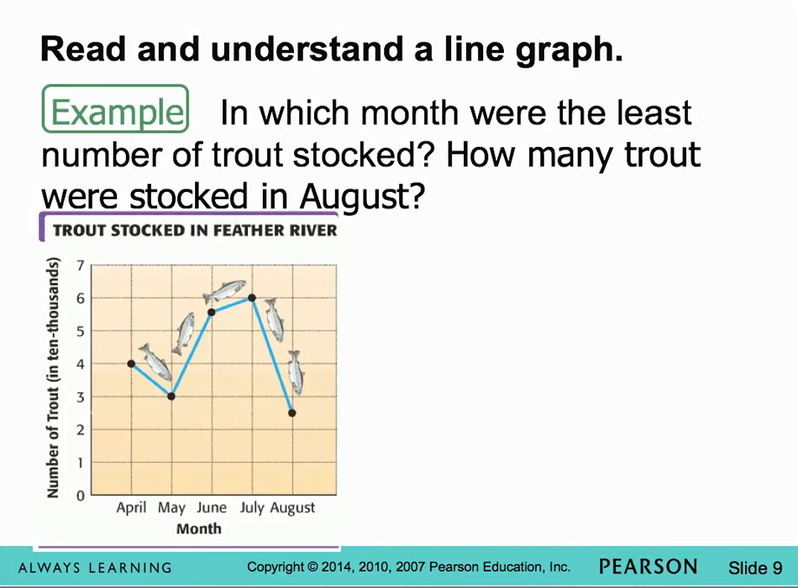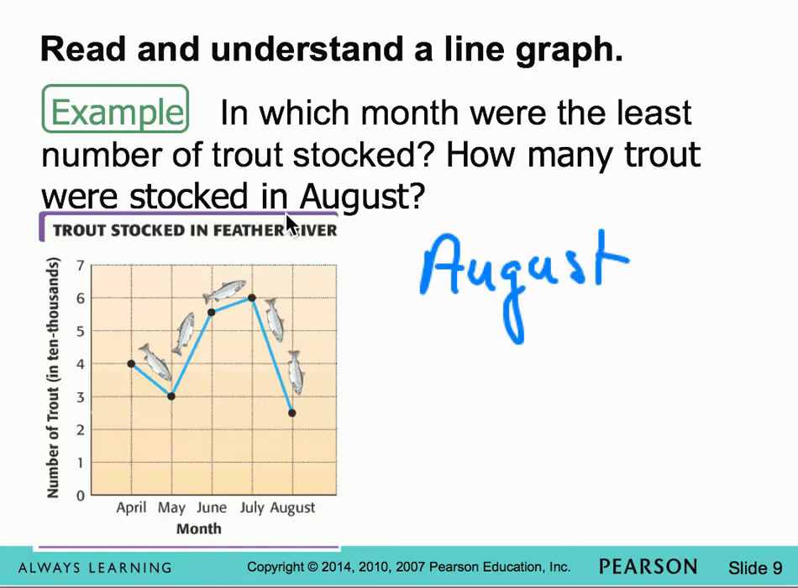This is a line graph. This one in particular looks like a fish graph, but a line graph is what we're looking at. In which month were the least number of trout stocked? Okay, so let's see, this is the number of trout stocked, and here's our months. Hey, this is the lowest one. So what month is that? August.